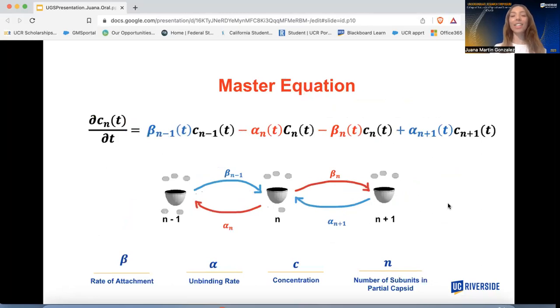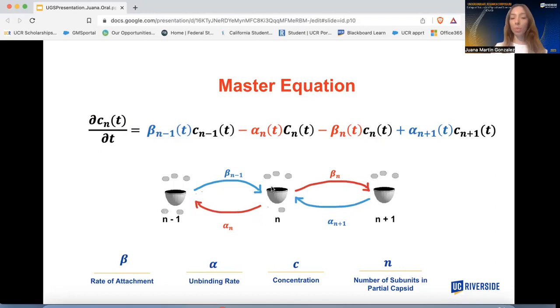And one of the equations that I got to work with was the master equation. As complicated as it seems, it is not necessarily that complicated. What we see here actually explains what we can't see in the laboratory. This is how a partially formed capsid of size N is formed by either losing or gaining a protein. If it gains a protein, it takes into account the rate of attachment, and if it loses a protein, it is the unbinding rate. So a partially formed capsid of size N can form either by gaining a protein from an N-1 partially formed capsid or losing a protein from an N+1 partially formed capsid.